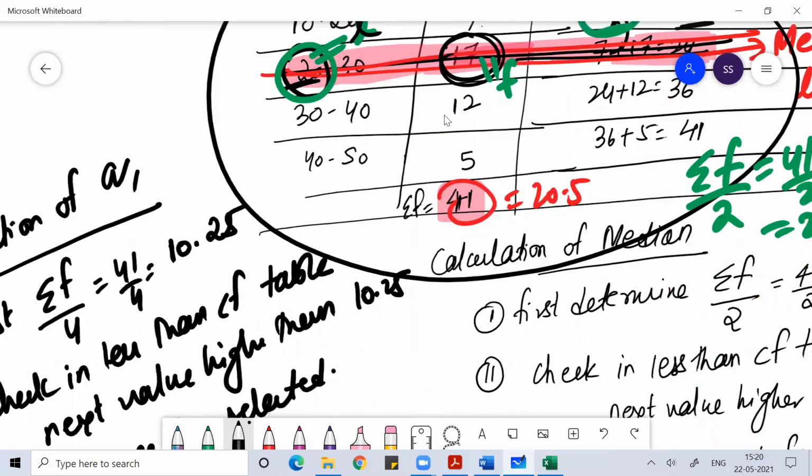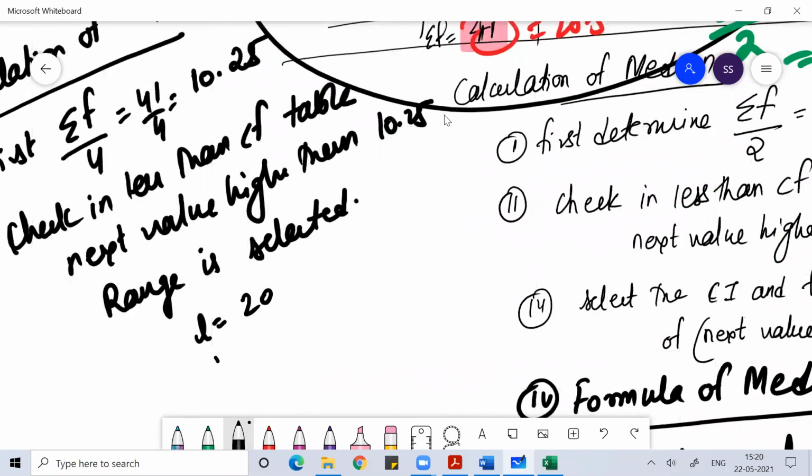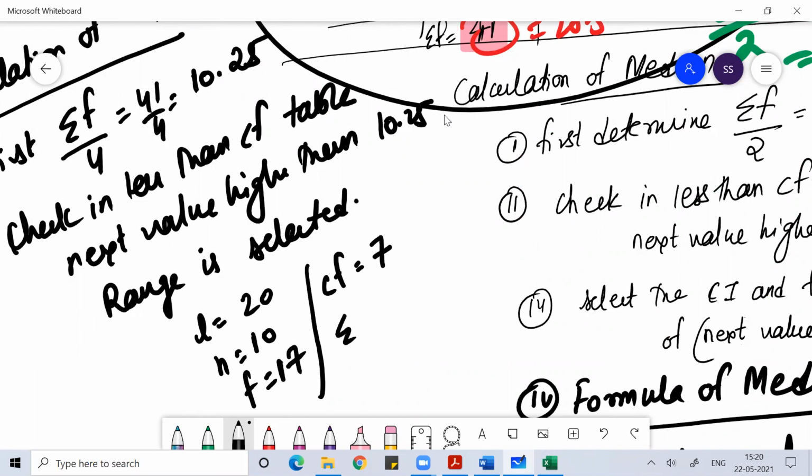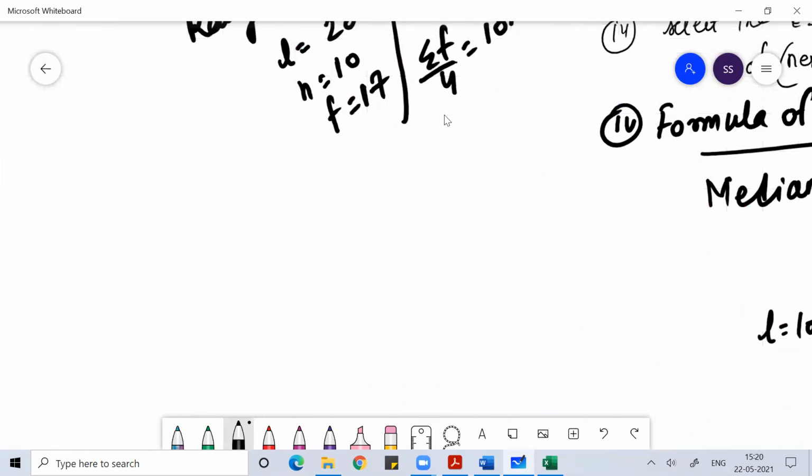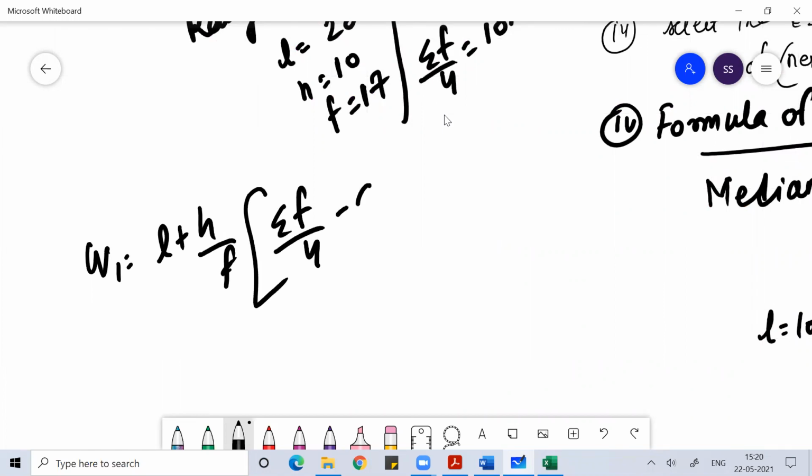So L is 20. H is 10. Frequency is 17. Cumulative frequency one before that is 7. And sum of f by 4 is 10.25. So the quartile 1 formula will be L plus h by f times (sum of f by 4 minus cumulative frequency). With this, I'll get quartile 1.